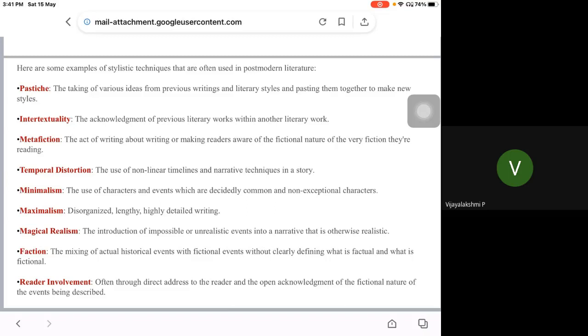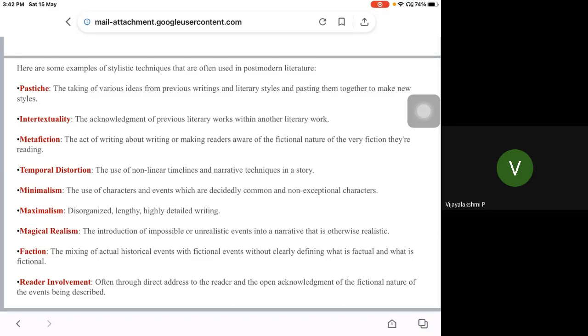Magical realism is the introduction of impossible or unrealistic events into a narrative that is otherwise realistic. So in a realistic novel, suddenly introducing something which is entirely unrealistic. So that becomes magical realism. And then faction, the mixing of actual historical events with fictional events, fact and fiction together, without clearly defining what is factual and what is fictional. So faction becomes a mix of both fiction and fact.